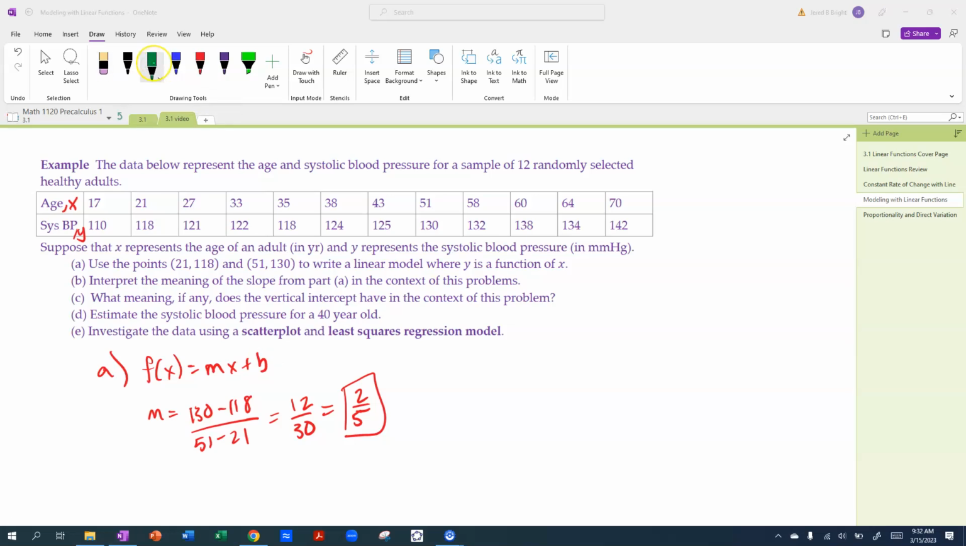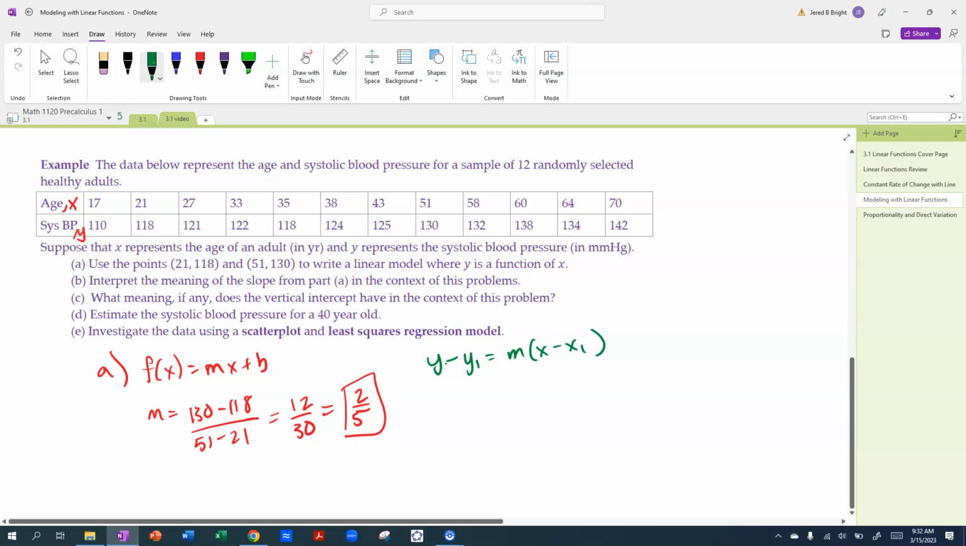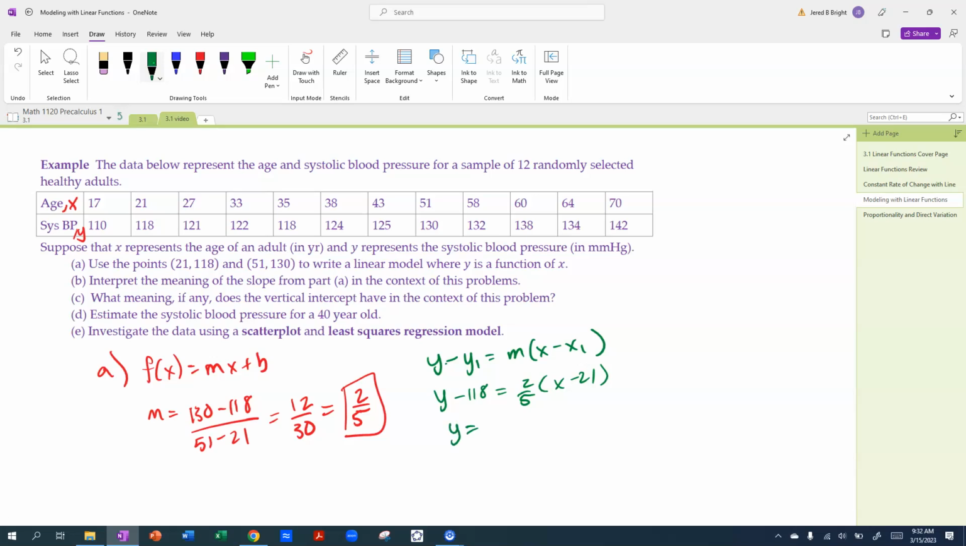As you know, I'm a big fan of the point-slope form. y minus y1 is equal to m times x minus x1. You can totally do this to find out what b is. So we know that a point here is 21 and 118, and we know the slope is 2/5. So then I'm just going to solve for y. I'm going to put y on one side alone. I'm going to have 2/5 x minus, distribute the 2/5 to both of those, so it would be 42/5 plus 118.